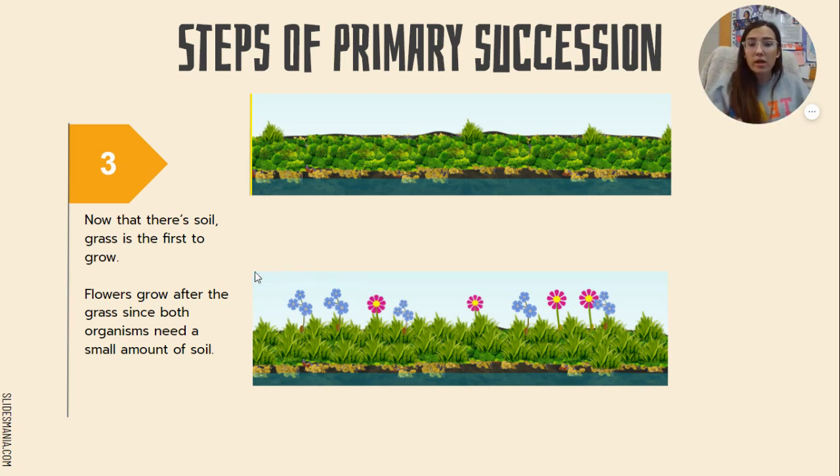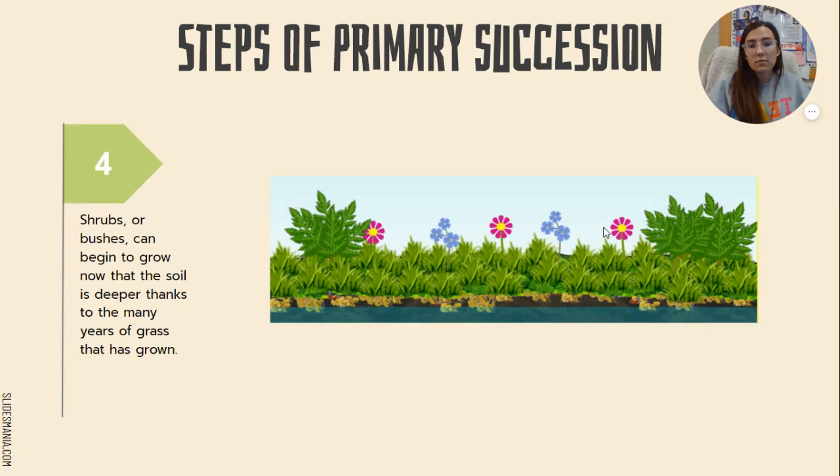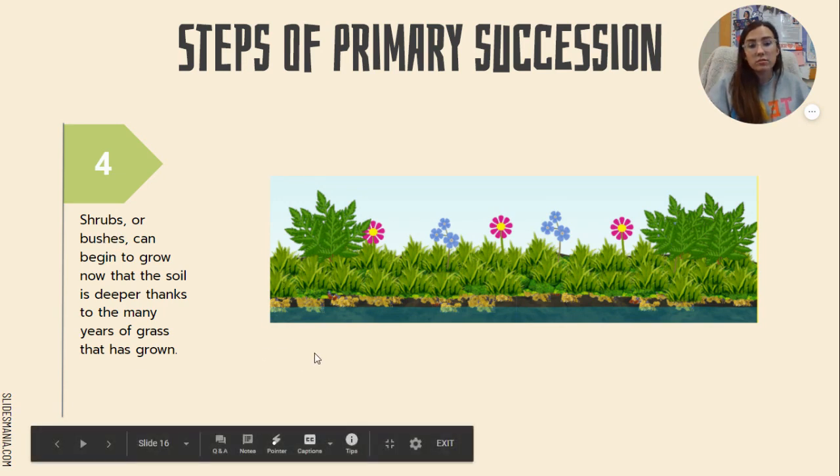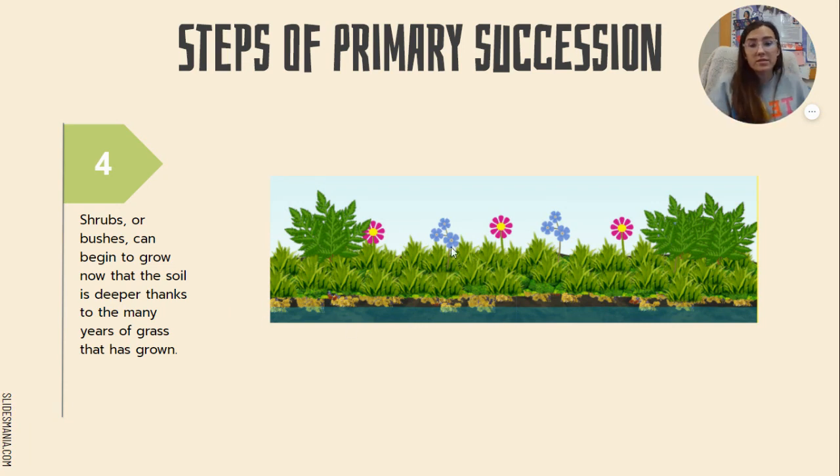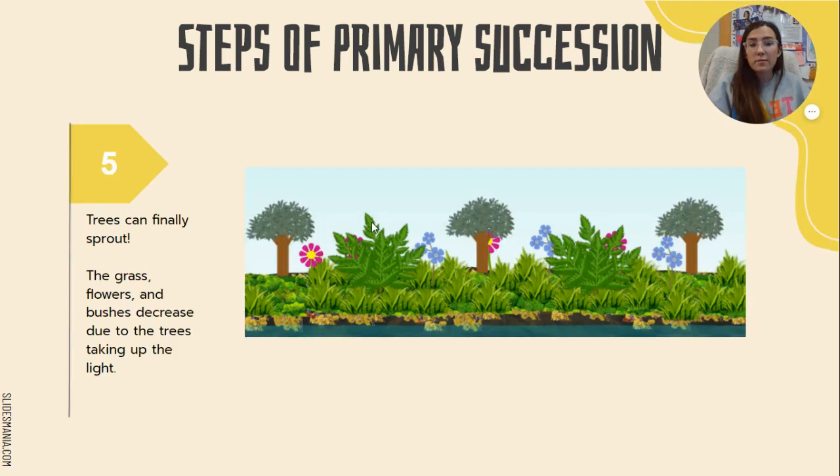So now that we have soil, first we're going to add grass. Grass will be the first plant to grow once the soil is formed. After that, flowers can begin to grow as well. Next, with your grass and flowers already grown, shrubs or bushes can begin to grow. They go in order because slowly more soil develops, and the larger plants need deeper soil to grow. After you have shrubs and bushes, your trees can sprout.